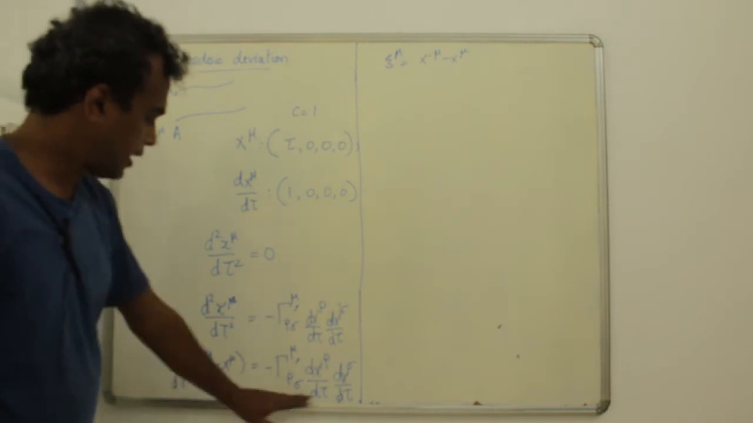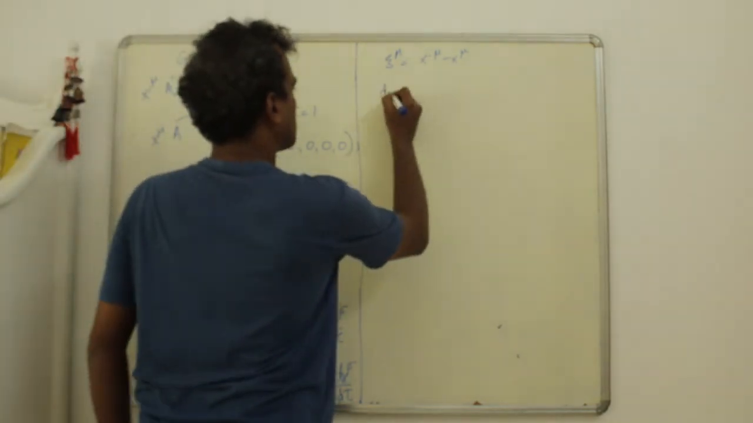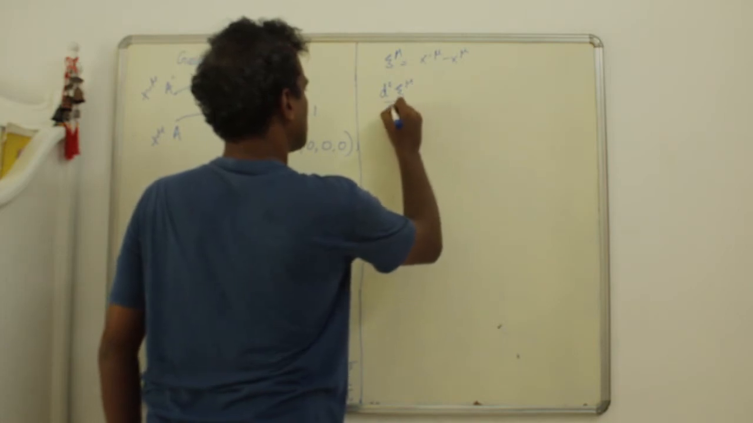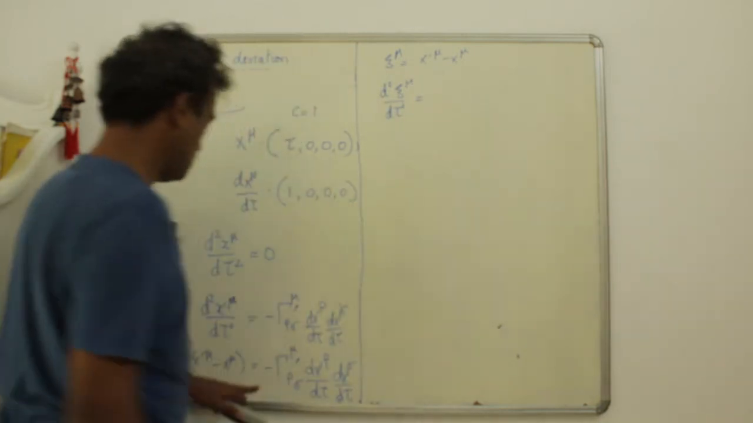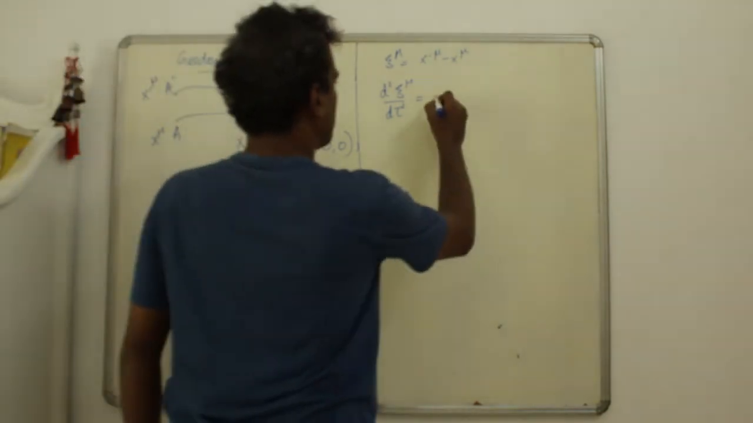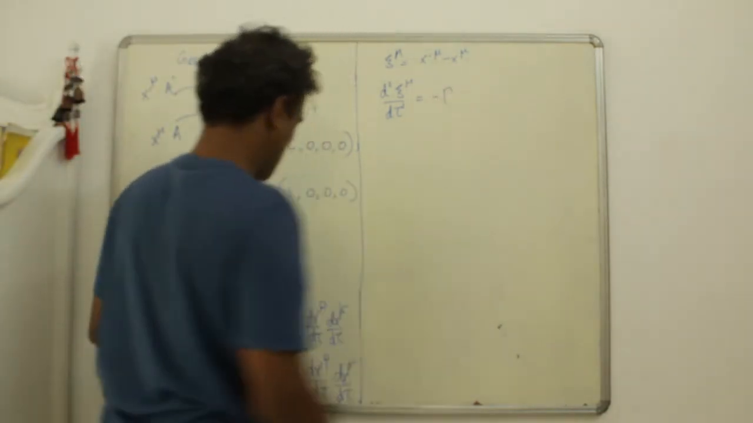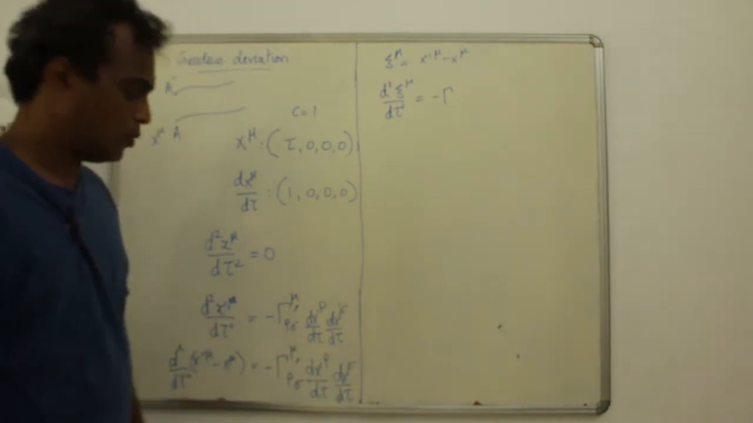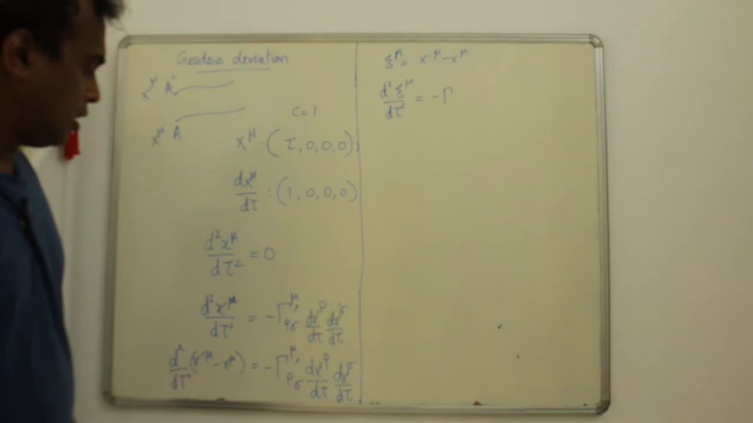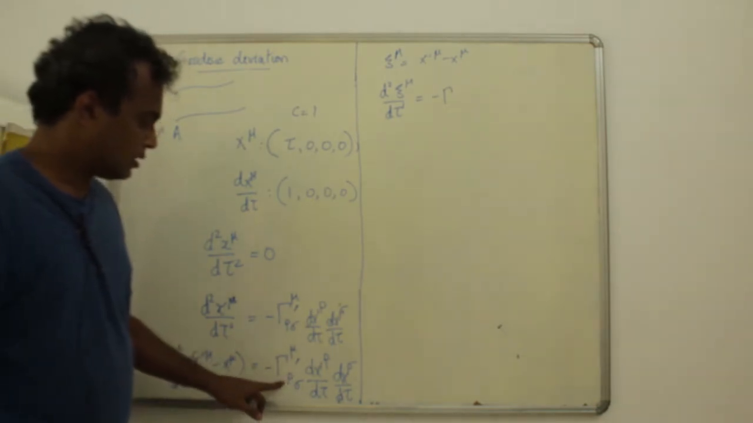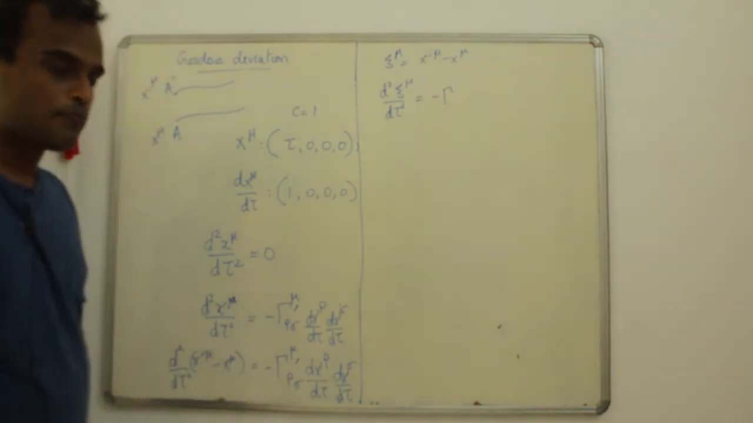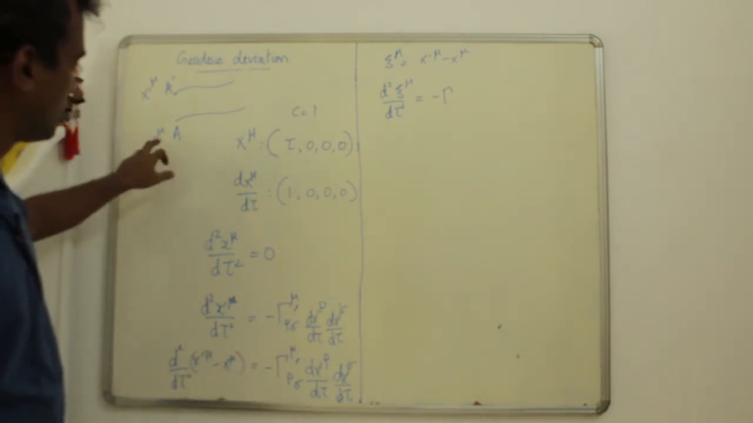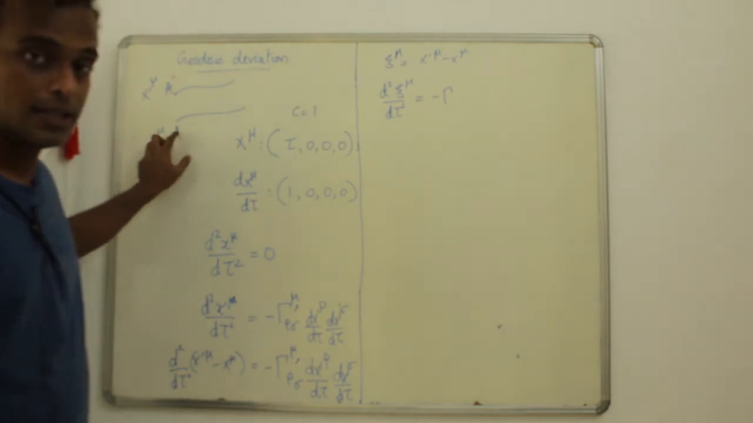Then we can write the same equation as d squared psi mu by d tau squared being equal to, on the right hand side, minus gamma prime dx prime by d tau and dx prime by d tau. Let's now write these factors in terms of the coordinate at point A.